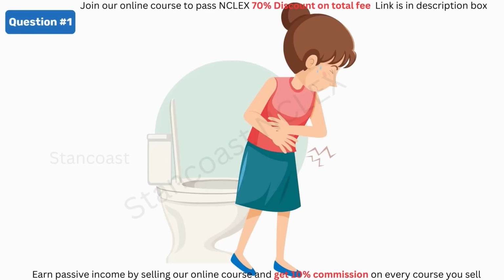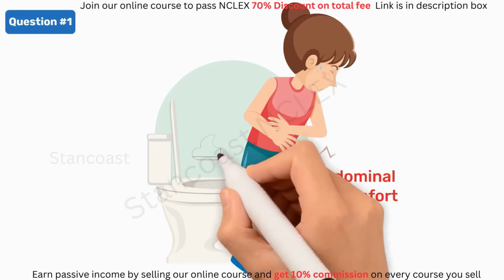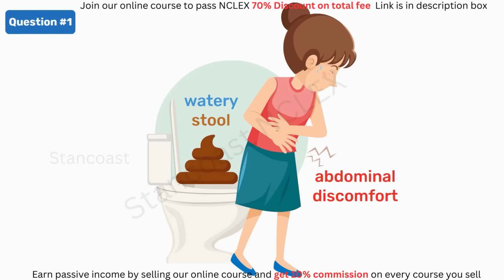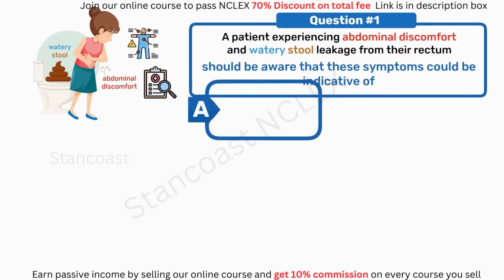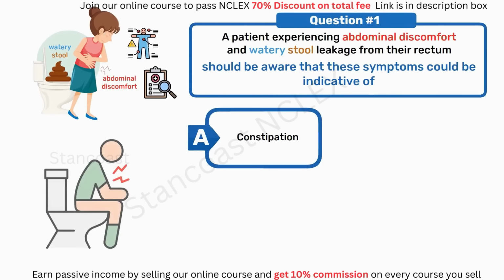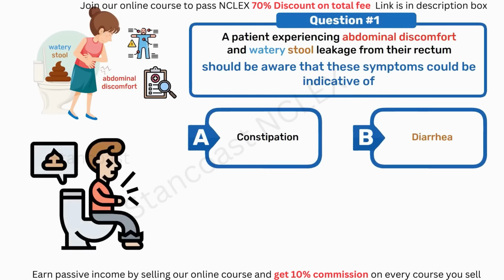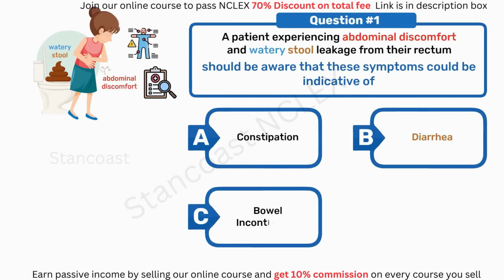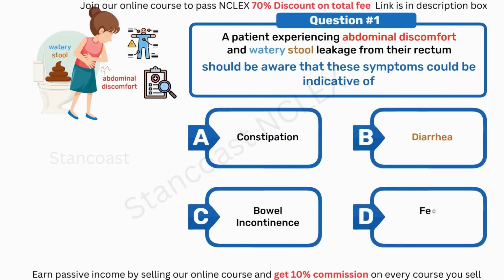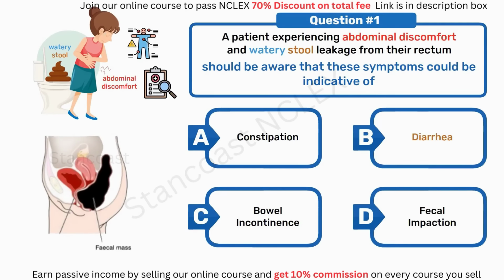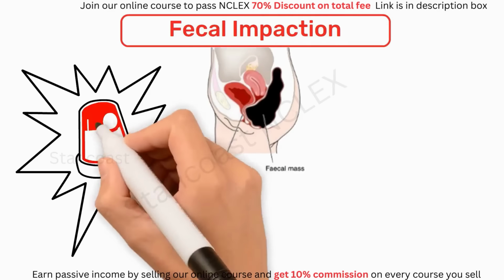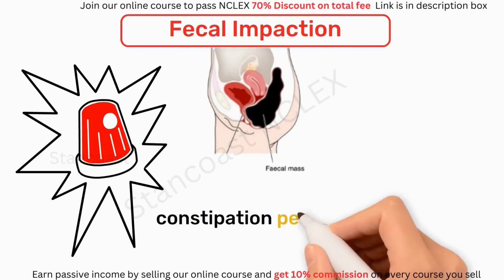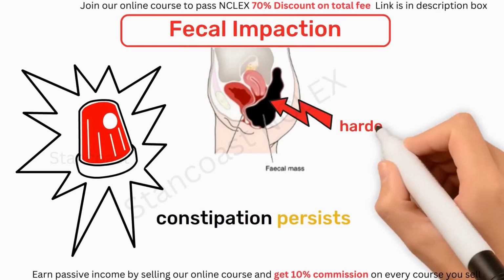A patient is experiencing abdominal discomfort and watery stool leakage from their rectum should be aware that these symptoms could be indicative of A. Constipation, B. Diarrhea, C. Bowel incontinence, D. Fecal impaction. Option D is correct, because fecal impaction should be taken seriously, as it occurs when constipation persists, leading to a hardened stool that cannot be passed.